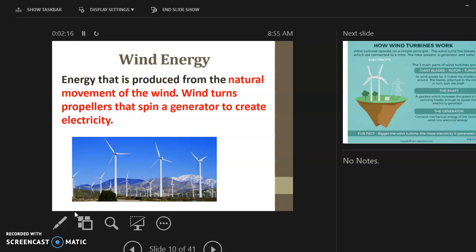So wind energy. Wind energy is energy that is produced from the natural movement of wind. Wind turns propellers that spin a generator to create electricity. So those windmills are going to turn, and then it's going to generate electricity.